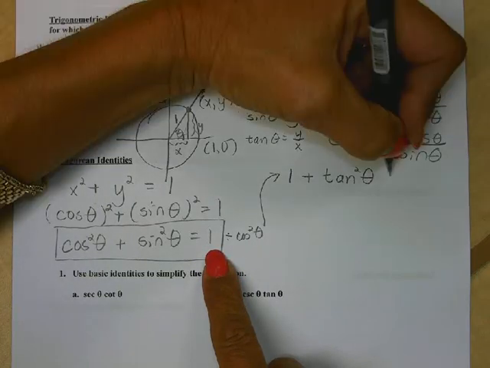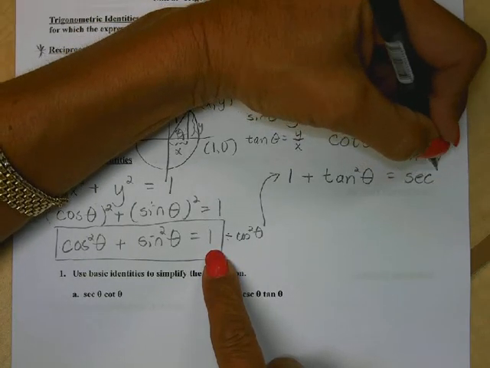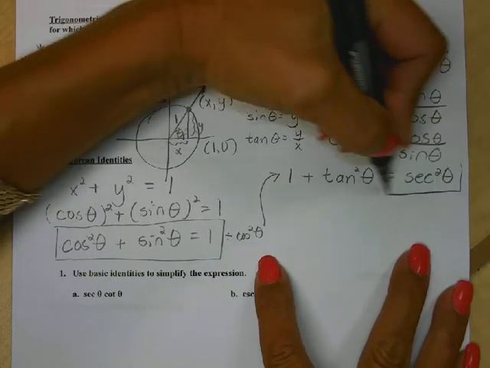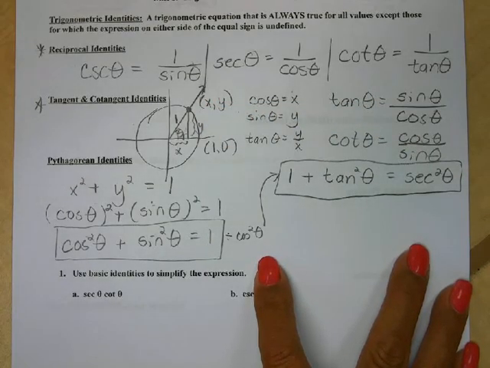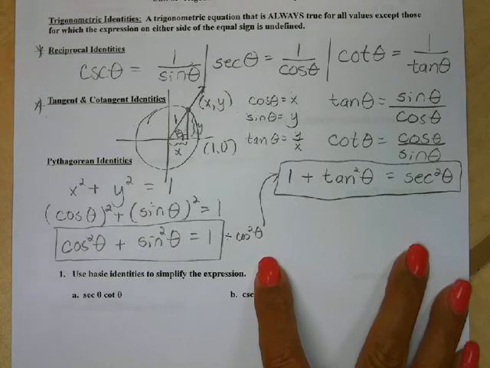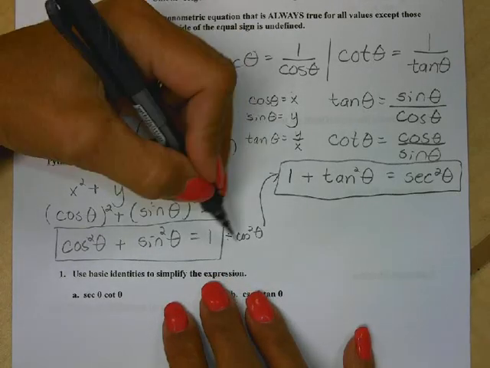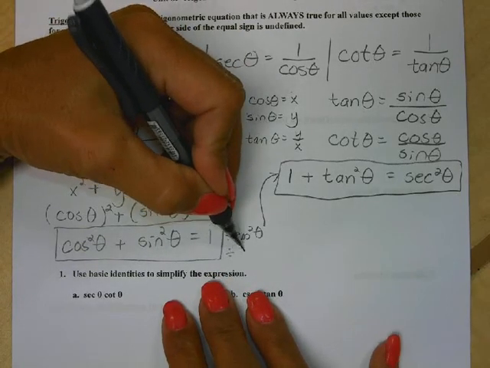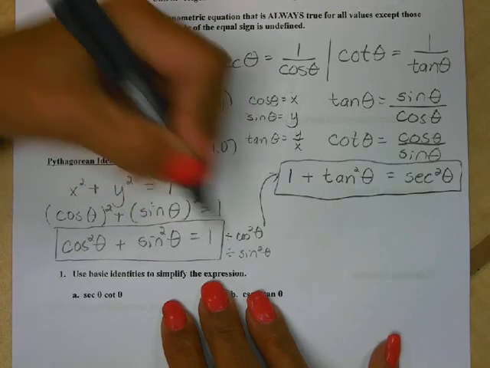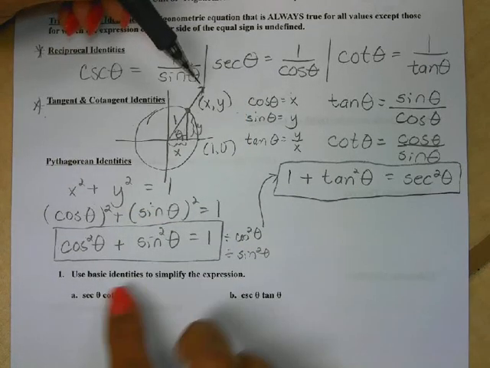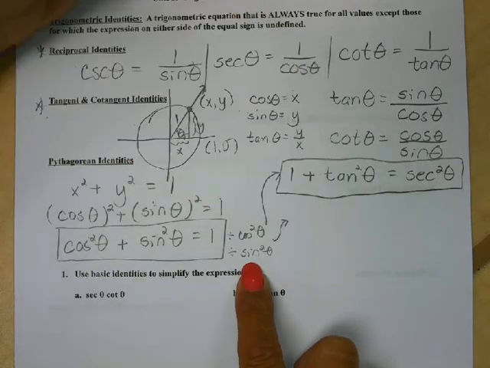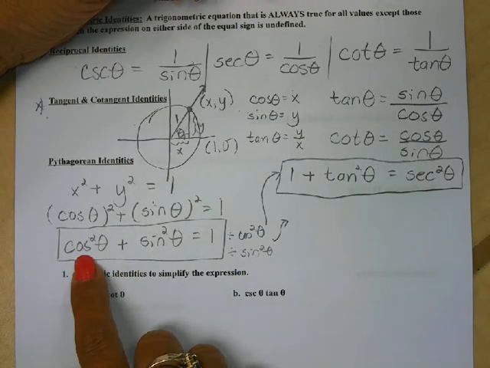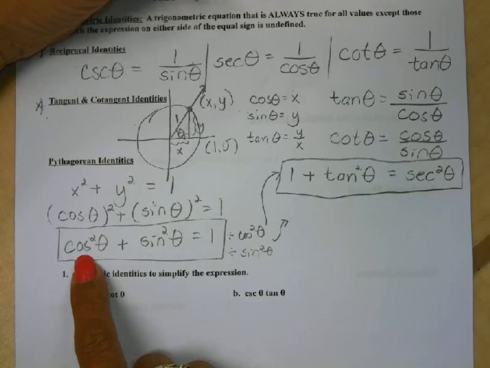And then if I divide this term by cosine squared of theta, 1 over cosine squared of theta will become secant squared of theta. And this is our second Pythagorean identity, which again you can see comes from the original one. Now if we take this function and divide each of these terms by sine squared, we come up with our third Pythagorean identity.